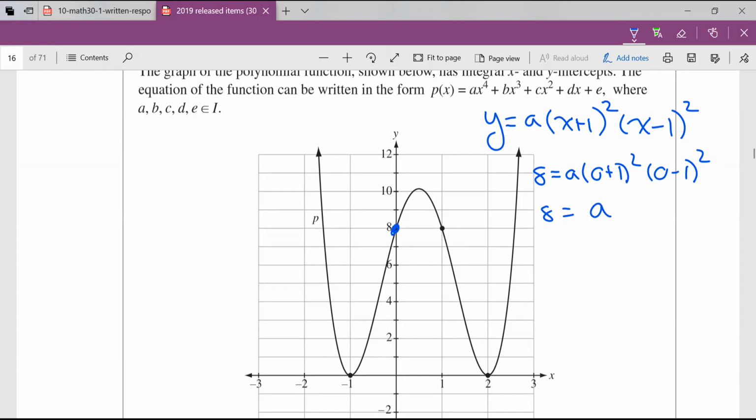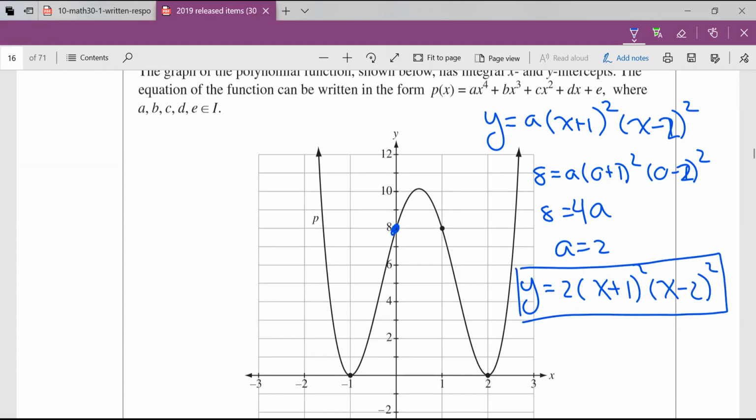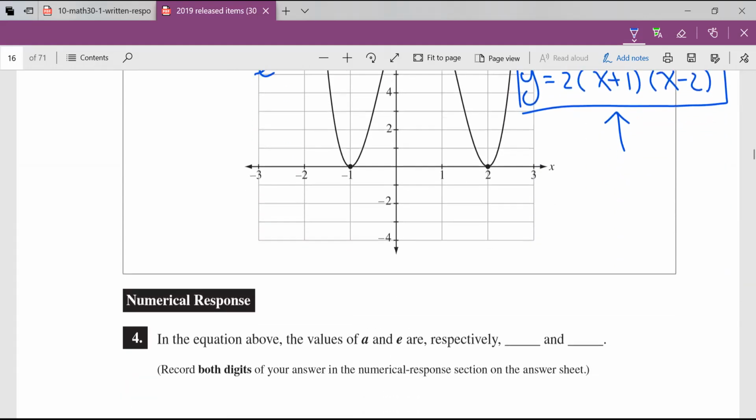Oh, wait a minute. I'm just looking at my graph there. I'm like, oh, wait, I screwed that up, didn't I? That's a negative 2. I'm sure some of you were screaming at me through the screen. So I get a is 2. So what's my function? 2 times x plus 1 squared, x minus 2 squared. Okay, now, please, we got to find a and e. I know a. a's 2. Don't multiply this whole thing out to get e. e is your constant term. It's your y-intercept. That's e, baby. Right there, it's 8. So our answer for this one will be the value of a is 2, and the value of e, our constant term, is 8.